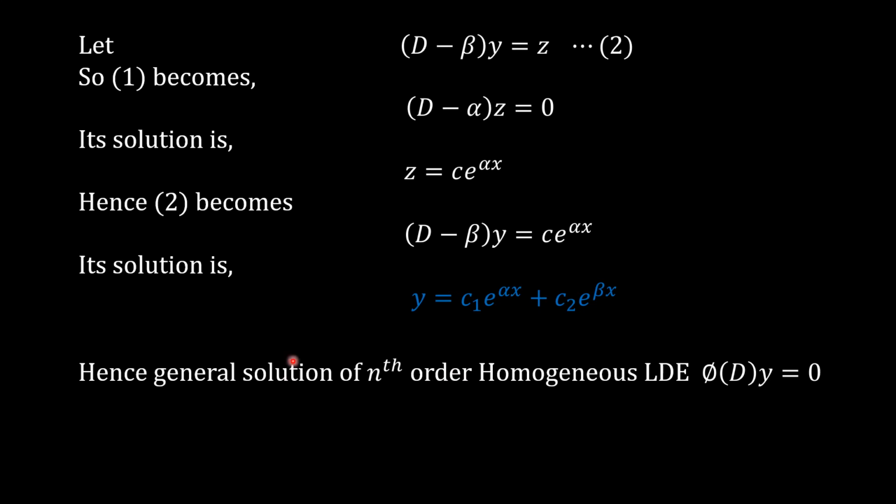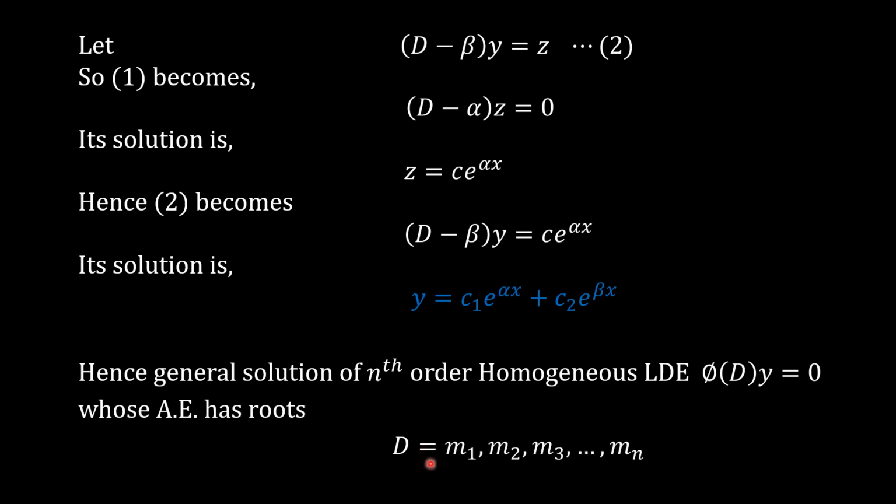Therefore, now we will generalize our case from second order to nth order. If our homogeneous differential equation is of nth order, the auxiliary equation will be of nth degree. Therefore, it will have n roots. Let us say the roots are D equal to m1, m2, and so on up to mn. So these are the n roots.